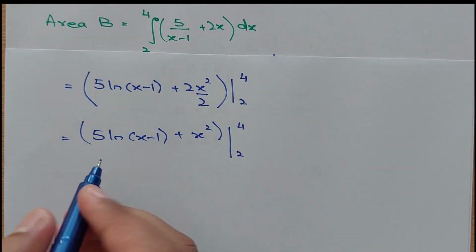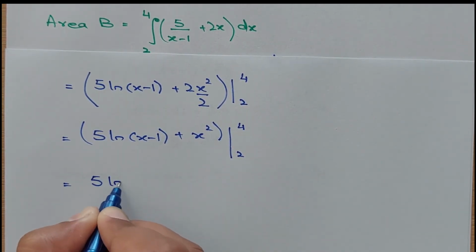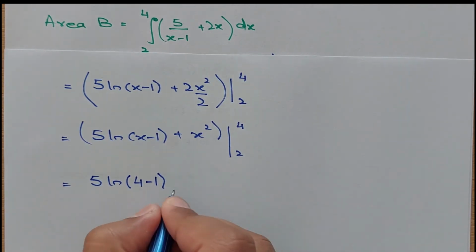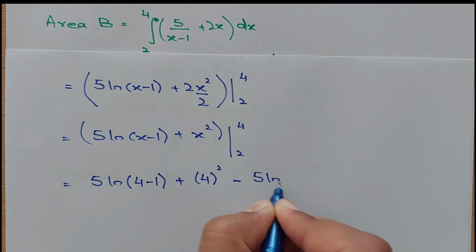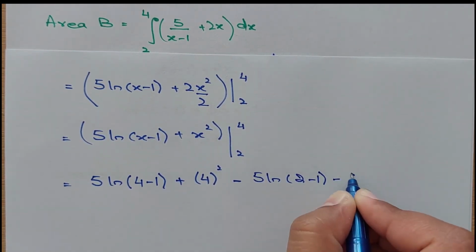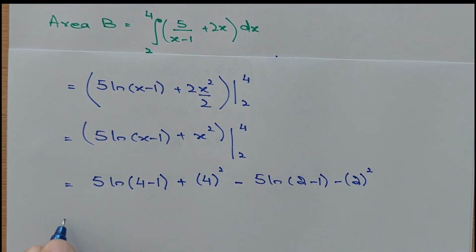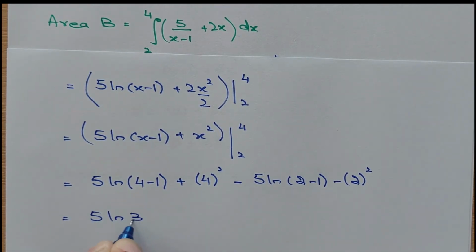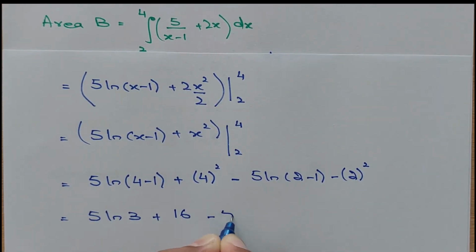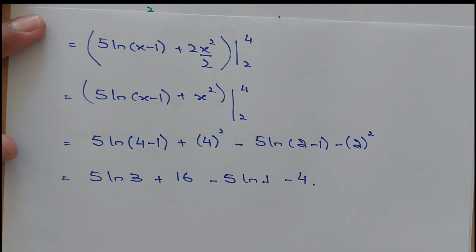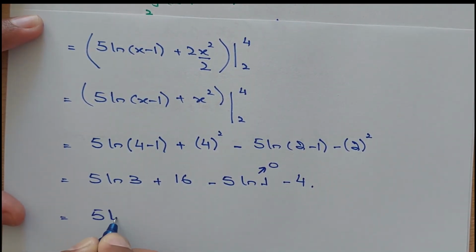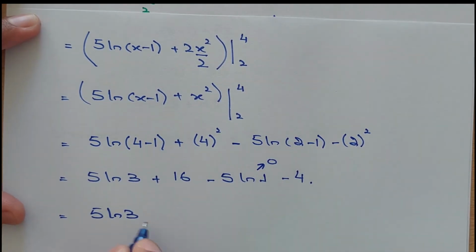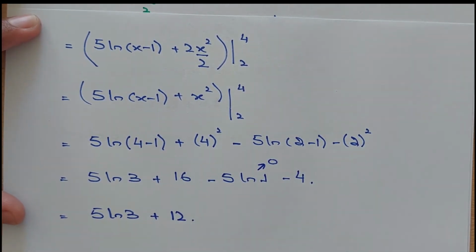So let's start with the upper limit, that is 4. So 5 natural log of 4 minus 1, plus 4², minus 5 natural log of 2 minus 1, minus 2², right? So this is 5 natural log of 3, 4² is 16, minus 5 natural log of 1, 2² is 4, right? And natural log of 1 is equal to 0, so we are left with 5 natural log of 3, 16 take away 4 is just 12. So this is the area B.